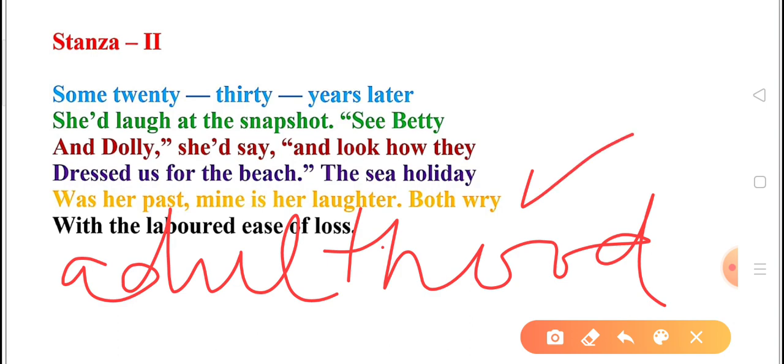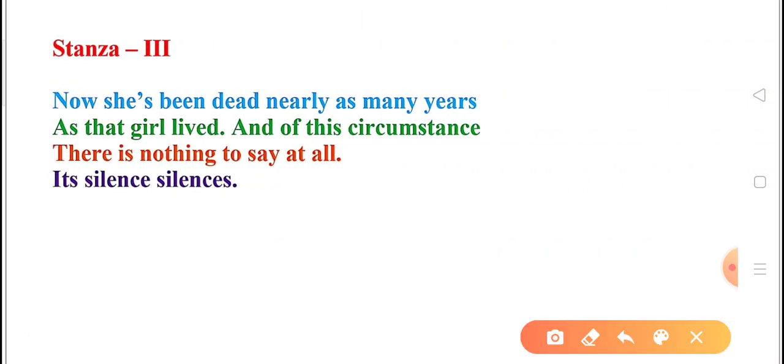This is focused on the adulthood of mother's life. Now moving to the third stanza: "Now she's been dead nearly as many years as that girl lived." Who is she, by the way, and who is that girl? Shirley Tolson is telling about her mother. She stands for the mother of the poet, and that girl refers to the mother of the poet.